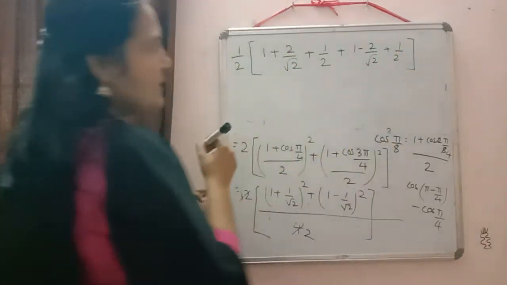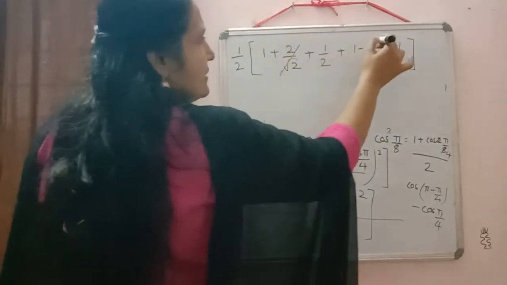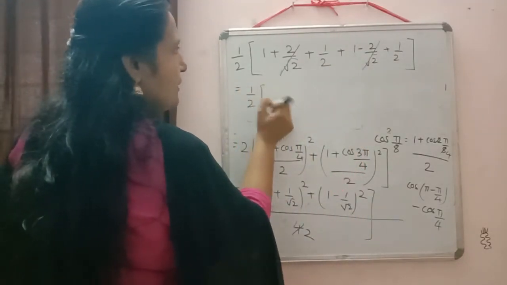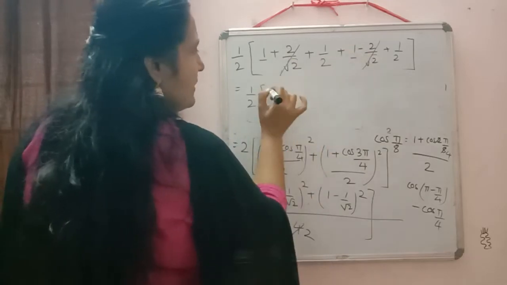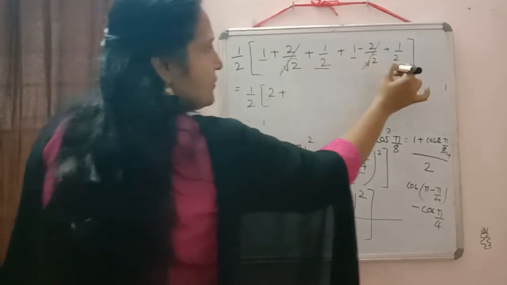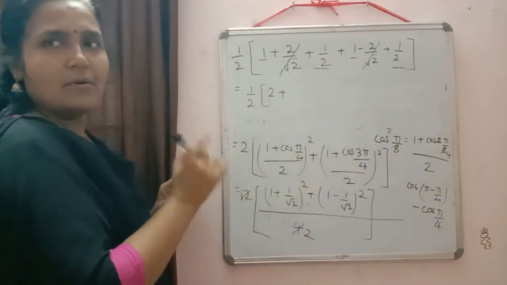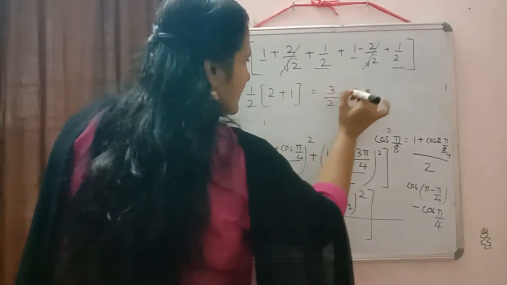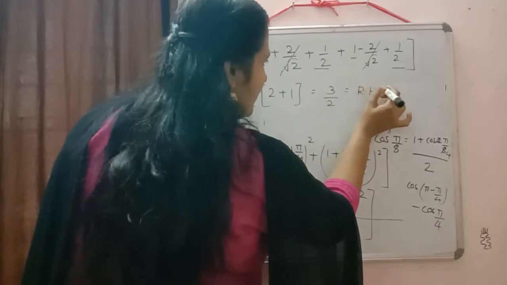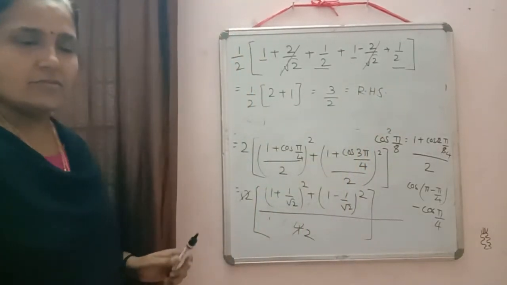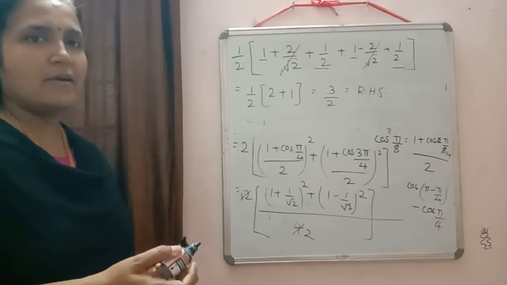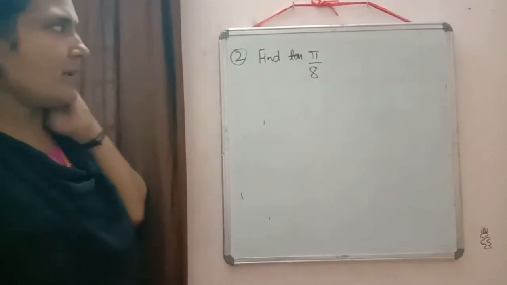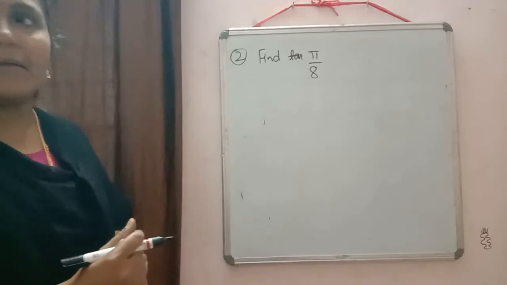So some terms will get cancelled here. These two will cancel. So what remains, 1 by 2 into 1 plus 1 will be equal to 2, and 1 by 2 plus 1 by 2 will be equal to 1. So 2 plus 1 is equal to 3 by 2, which is equal to our right hand side. So this question you also practice by yourself. Now just to check here, we'll find out what is the value of tan pi by 8.